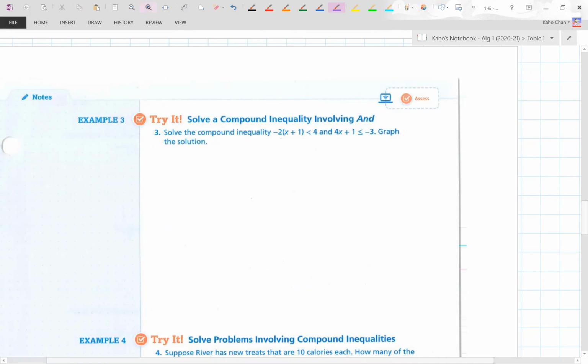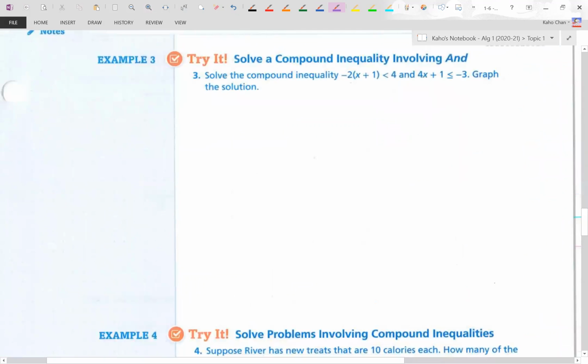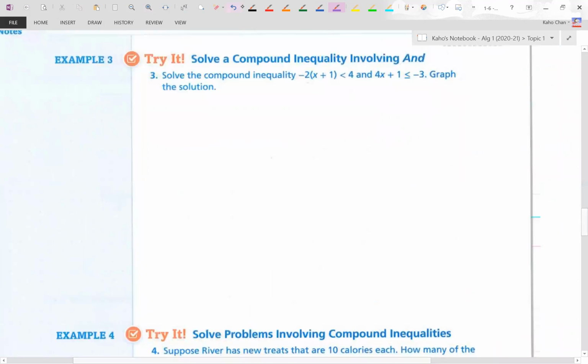Hope you guys can see this. I'm going to zoom in a little bit. Write each problem a little bigger so you can see it better. Keyword here is and. This is an intersection. We are looking for overlap.